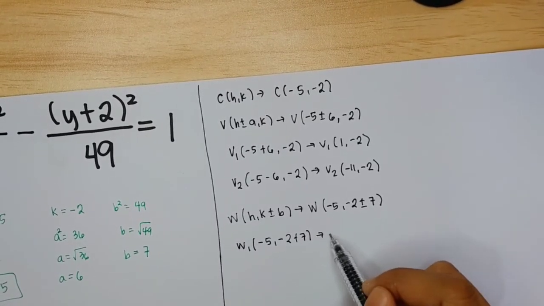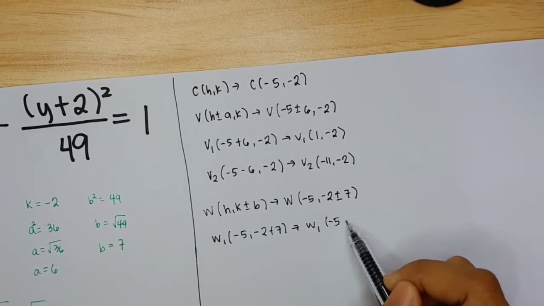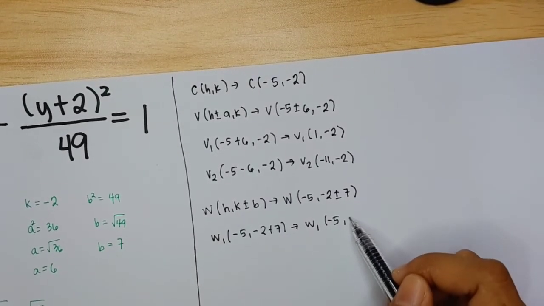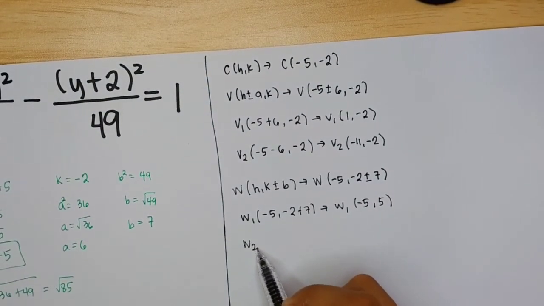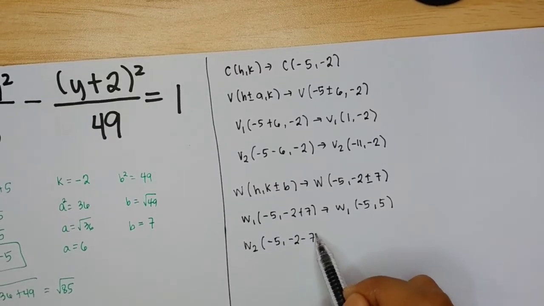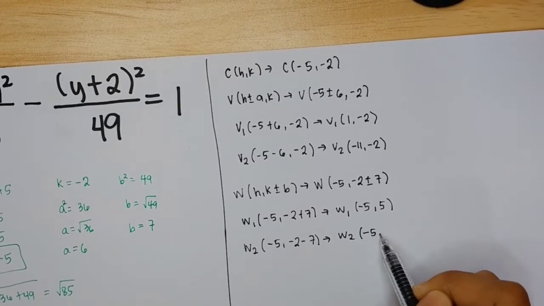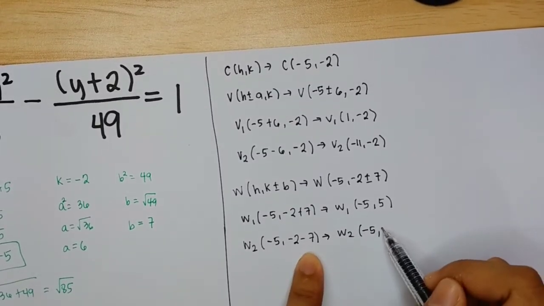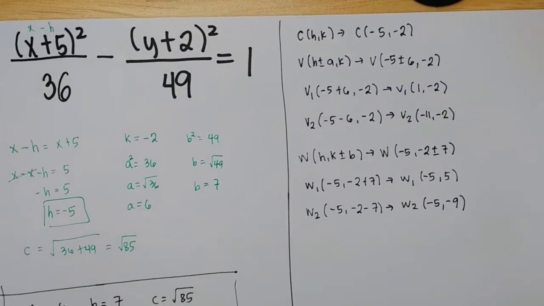So, we have here our W1 or covertex 1. We have negative 5. Negative 2 plus 7, that is 5. Okay. W2 tayo, we have negative 5, comma, negative 2 minus 7. So, we have W2, negative 5, negative 2 minus 7, that is negative 9. Okay, so yan yung covertices natin.